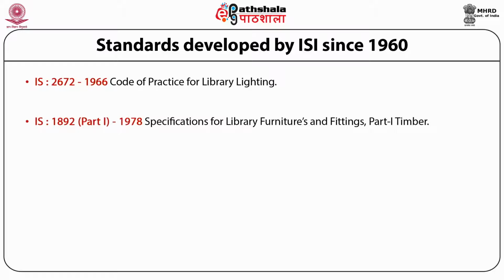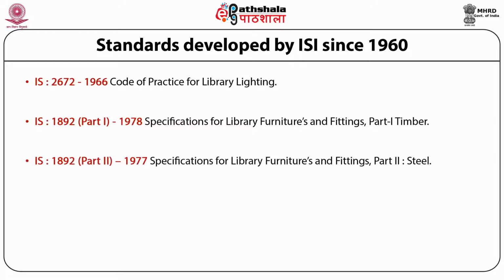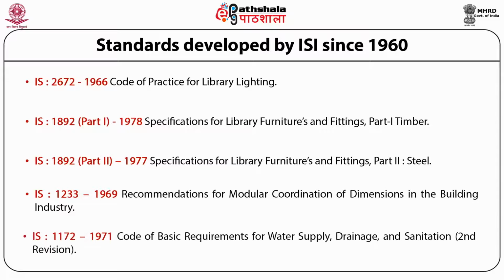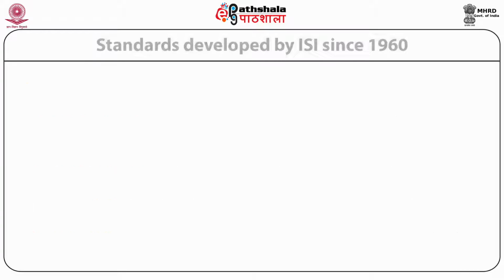Part 1 Timber, First Revision. IS 1892 Part 2 1977 Specifications for Library Furnitures and Fittings, Part 2 Steel. IS 1233-1969 Recommendations for Modular Coordination of Dimensions in the Building Industry, First Revision. IS 1172-1971 Code of Basic Requirements for Water Supply, Drainage and Sanitation, Second Revision.